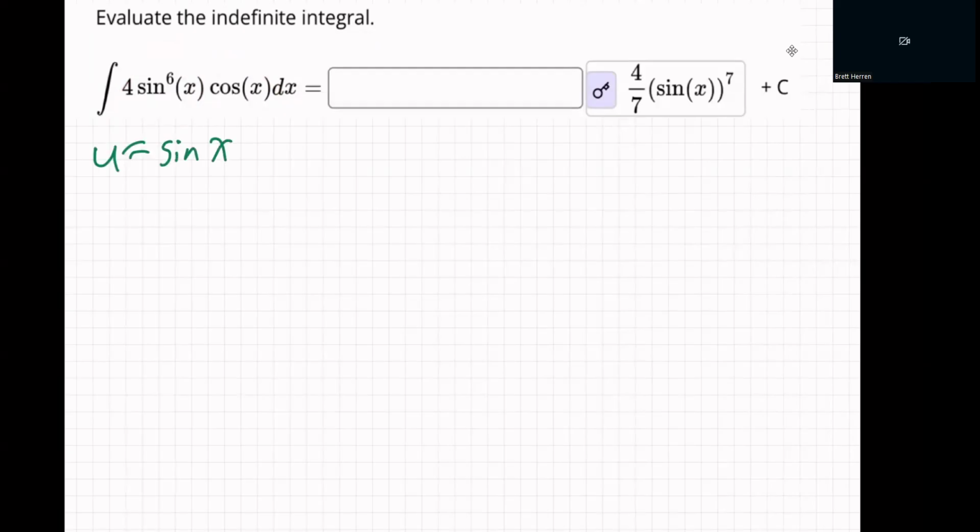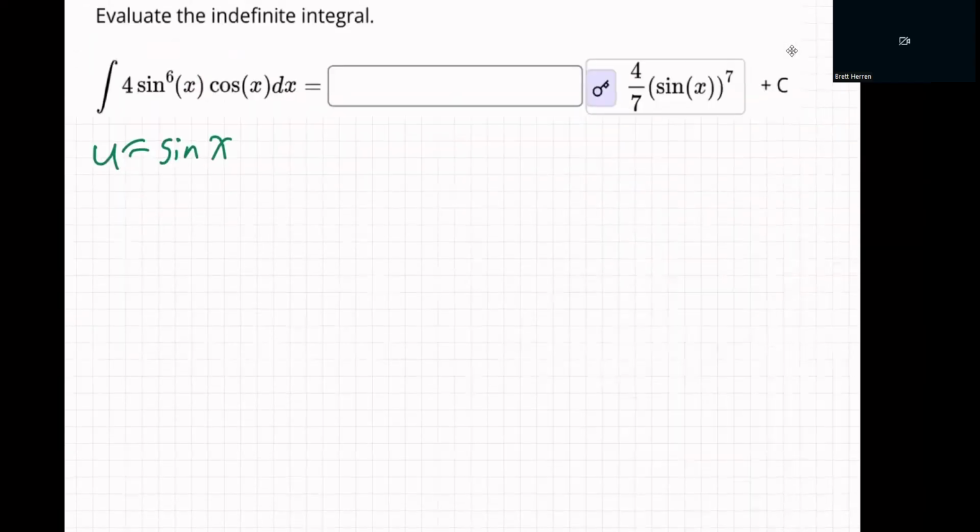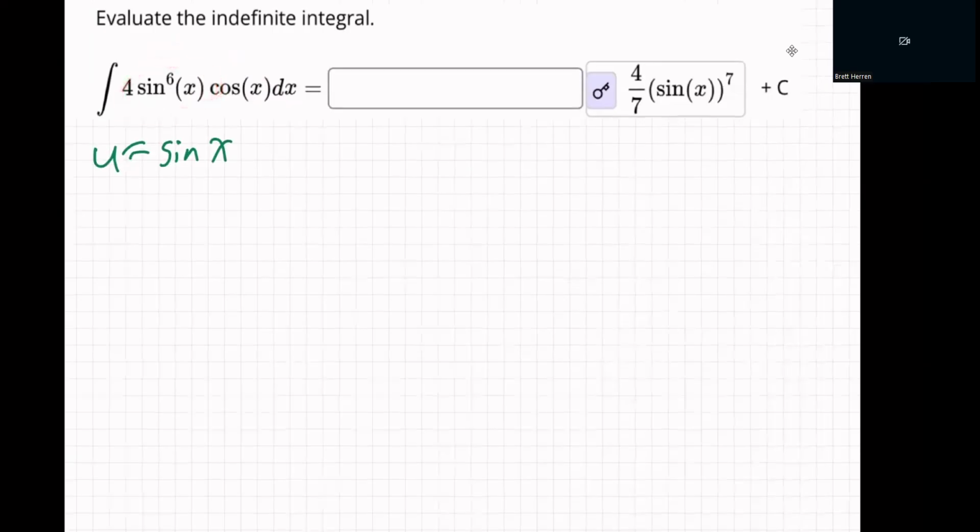Now, you might wonder why the sine, why not the cosine? Well, it could be sine or cosine. It's whichever one has the higher power. In this one, it's going to be sine because sine has the power and cosine doesn't have any power on it. So you want to go with the one with a power. Whichever one has a power, that's the one. You'll see why as we go.